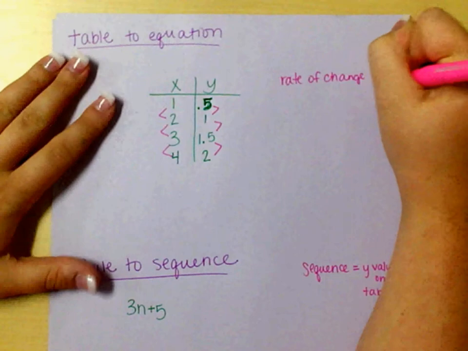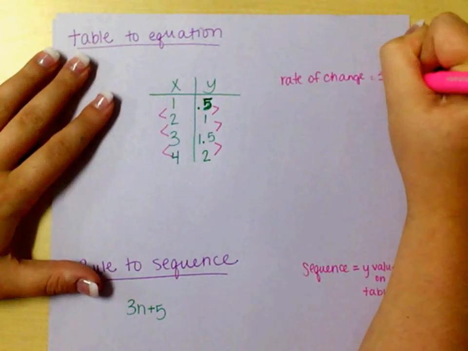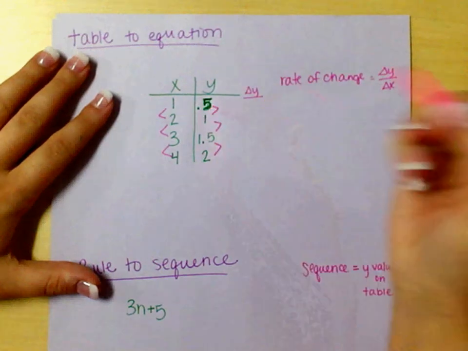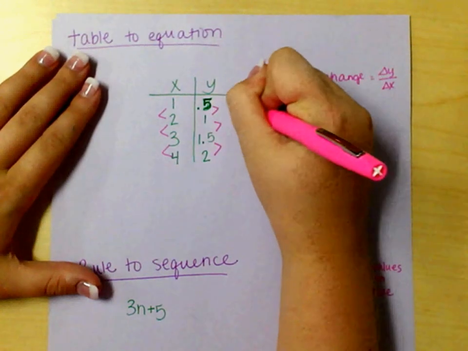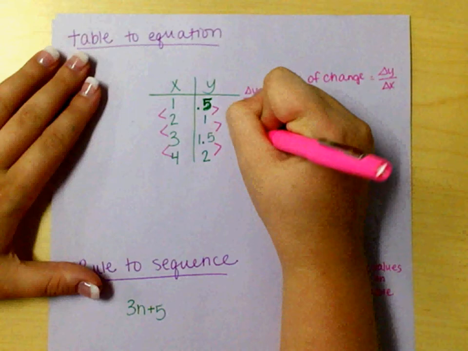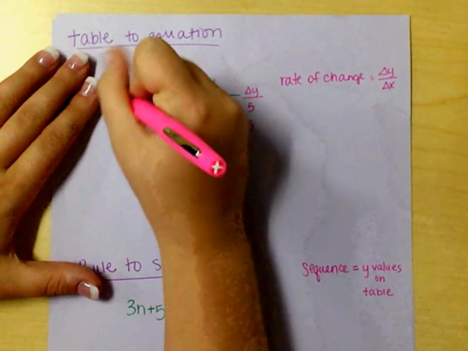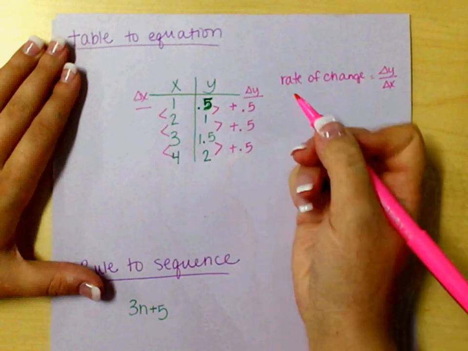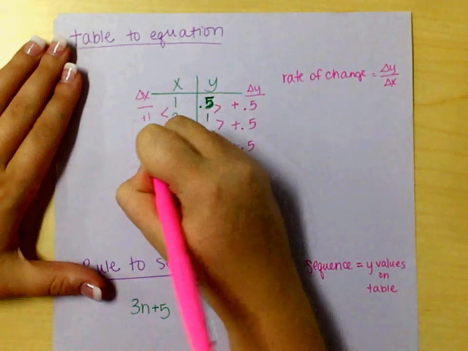So rate of change is the same thing as delta y over delta x. So I'm going to find my delta y values. To get from 0.5 to 1, it's plus 0.5, plus 0.5, and plus 0.5. Delta x is change in x. So this is plus 1, and plus 1.